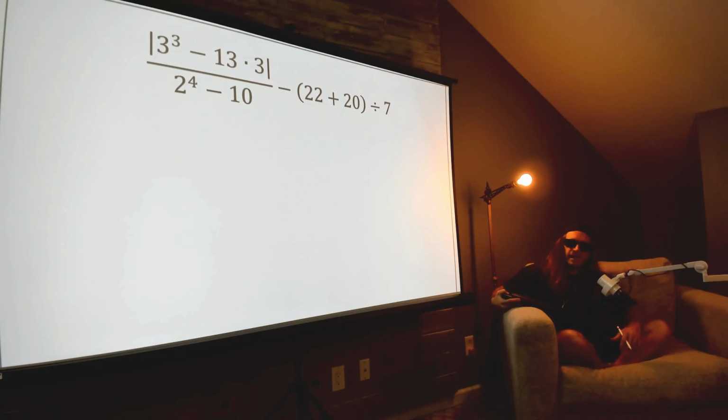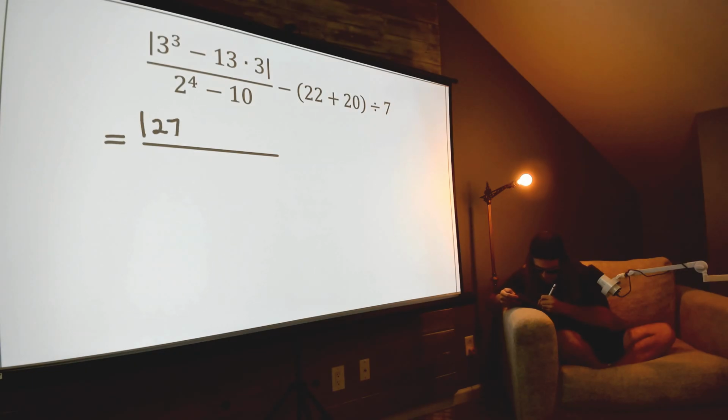We're bringing in fractions here. You have actual parentheses which need to be simplified first. You have absolute values which need to be treated as if they have parentheses, and then you also have a numerator and a denominator which again need to be treated as if they have parentheses. So these are the things that need to happen first.